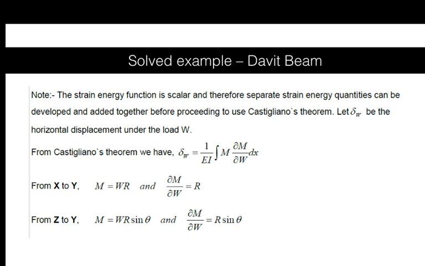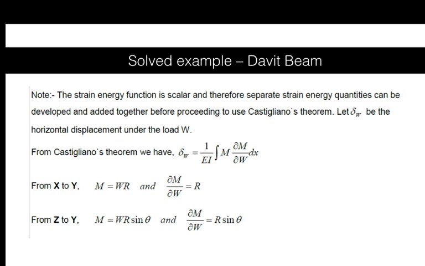As you know, the strain energy function is scalar, and therefore separate strain energy quantities can be developed and added together before proceeding to use Castigliano's theorem. So we will take the displacement delta W as the horizontal displacement under the load W. From Castigliano's theorem for beam bending, you can write delta W as 1 divided by EI integral of M into dU by dM over dU by dW, dx.